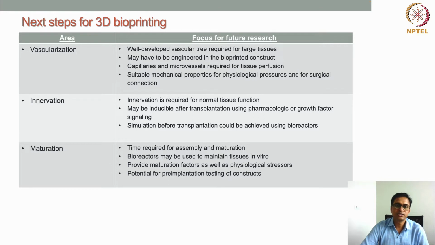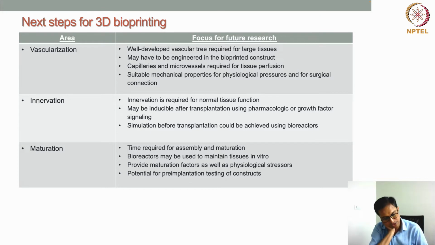So a well-developed vascular tree is required for large tissues, because a typical vascular tree is present in all the different large tissues. As we have discussed before, there are also vascular channels, or blood vessels, of different dimensions, from centimeter to millimeter to micrometer. Different sizes, different ranges are possible.